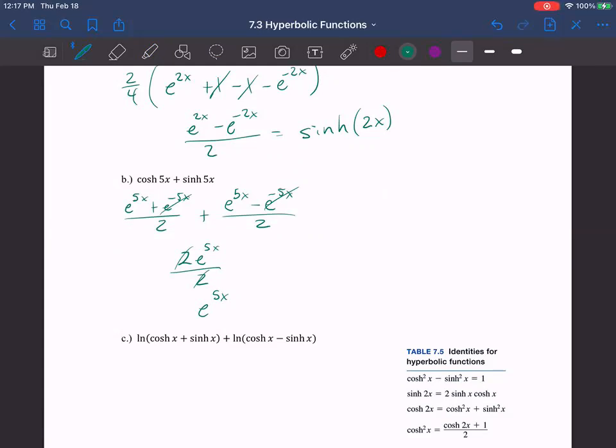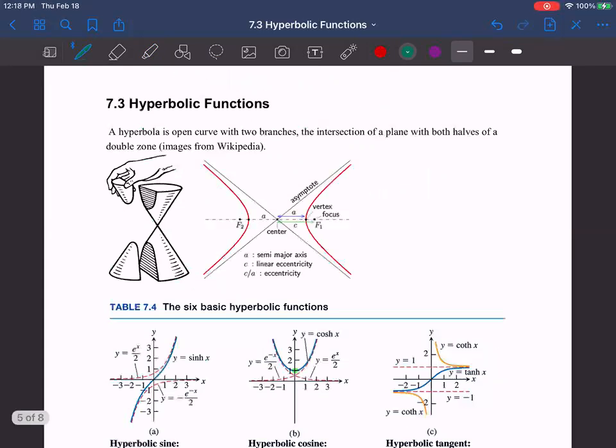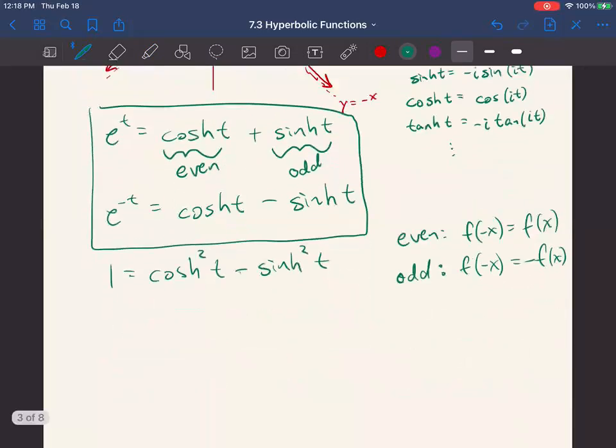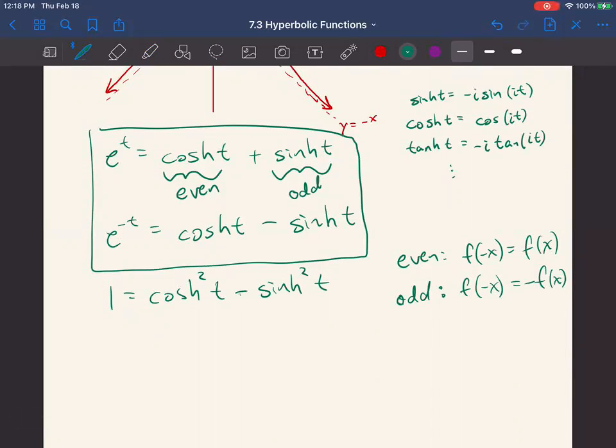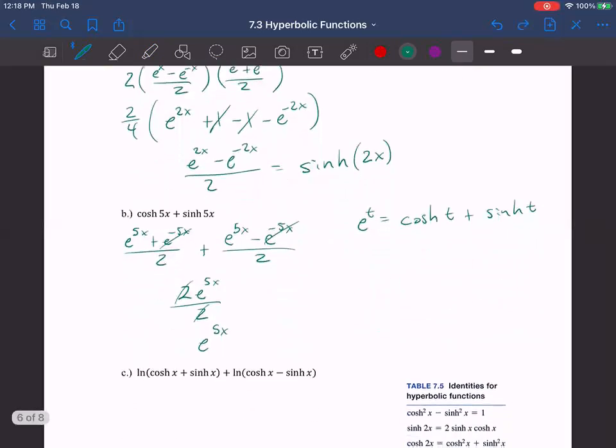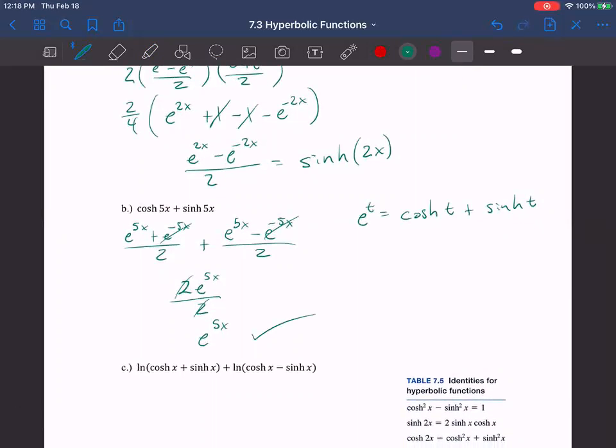This should make sense for us because, like you just said, I'm going to do t. e to the t is cosh t plus sinh t, right? From our, where did we do that? Right there, this one. Okay, good. So that works out for us. So like a check mark.